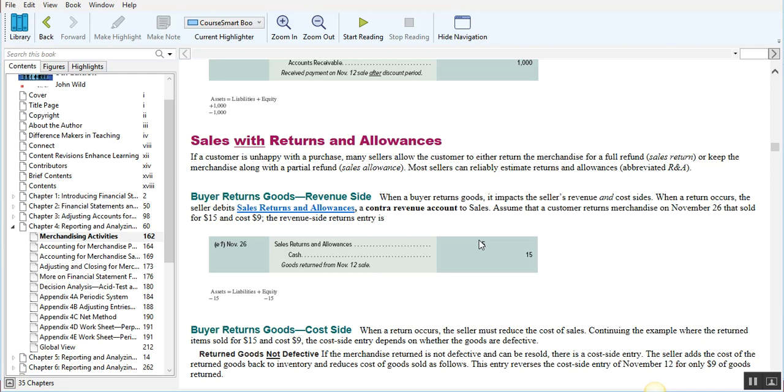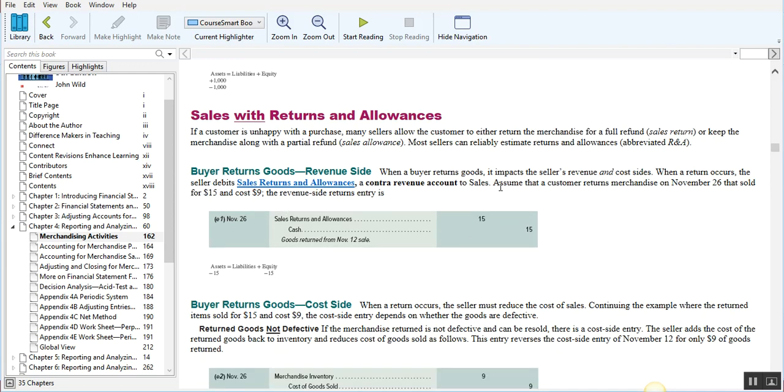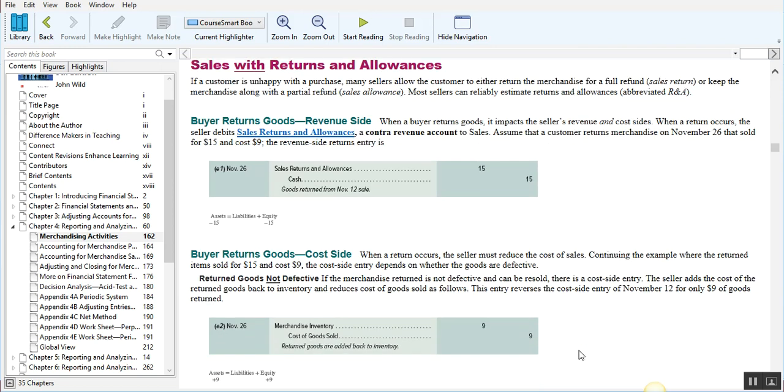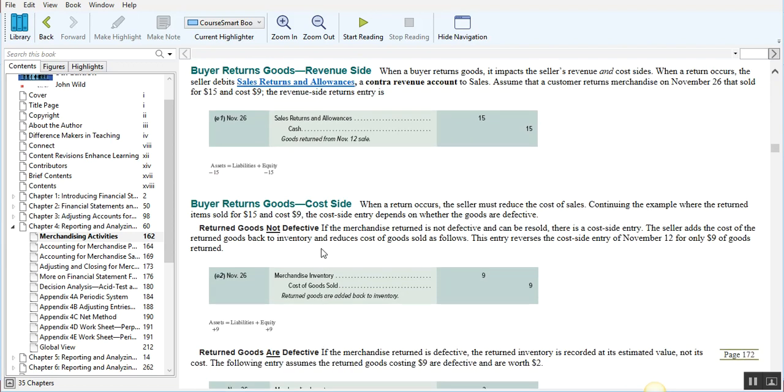So in this case, a customer purchased some items and then returned them for $15. They sold for $15 and had a cost of $9. To record the sales portion of this, we need to put this in sales returns and allowances, which is a contra account to sales, and it's a debit normal balance. So we're going to debit this for the $15 return. We're going to credit cash because we gave the customer their money back, and then we're going to go down here and make sure that we move these goods back into inventory and out of cost of goods sold.